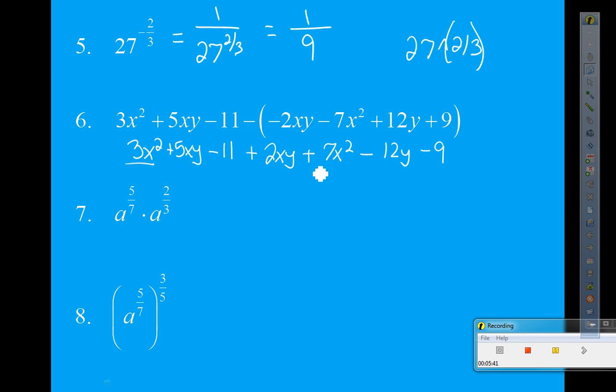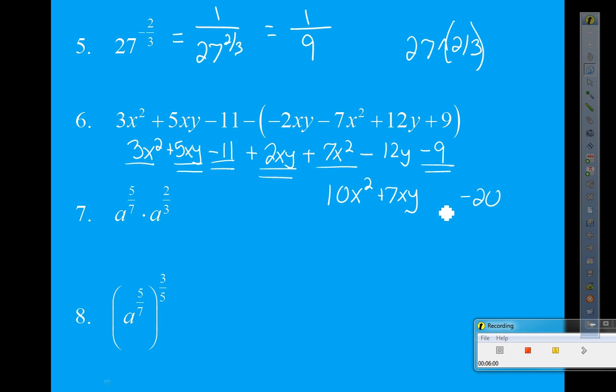Here's an x squared, here's an x squared. So that's going to yield me 10x squared. Here's an xy, here's an xy. That's going to give me 7xy. Here's a negative 11 and a negative 9. That's going to give me negative 20.